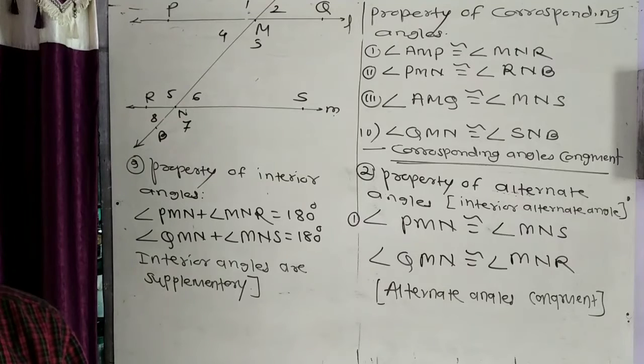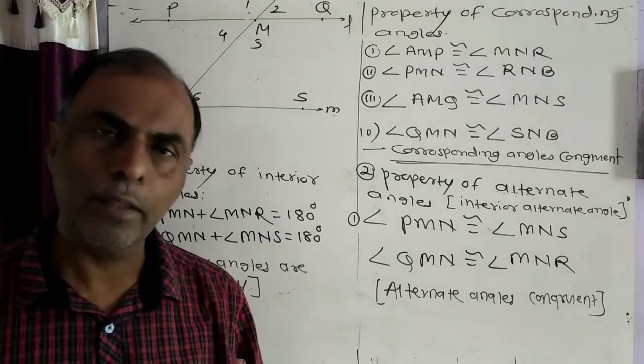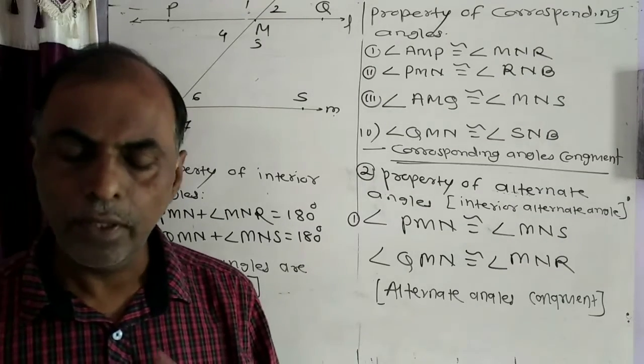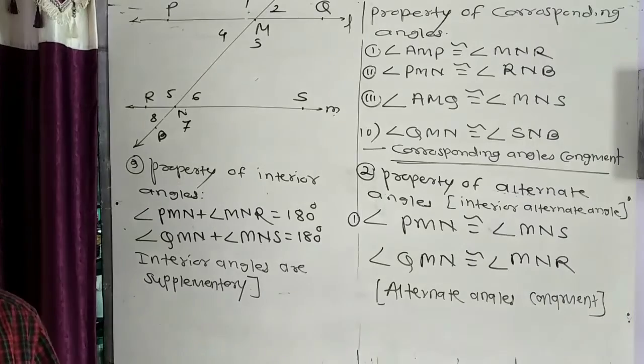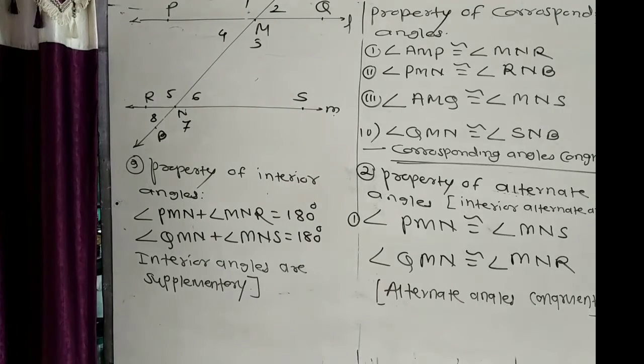When two parallel lines are intersected by a transversal, then आपको क्या ध्यान में रखना है, फर्स्ट करस्पॉन्डिंग एंगल्स कॉन्ग्रुएंट होंगे, सेकंड अल्टरनेट एंगल्स भी कॉन्ग्रुएंट होंगे, और थर्ड इंटीरियर एंगल्स कैसे होंगे, सप्लीमेंट्री होंगे. तो दीज आर द इंपॉर्टेंट पॉइंट्स टू लर्न.